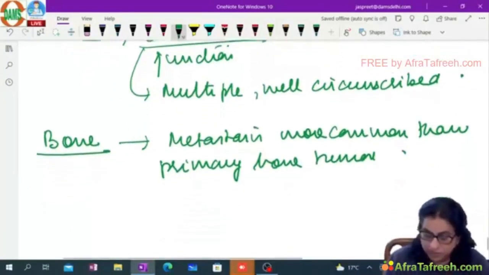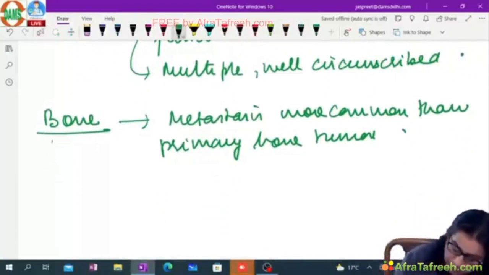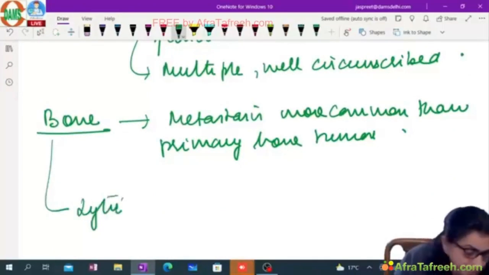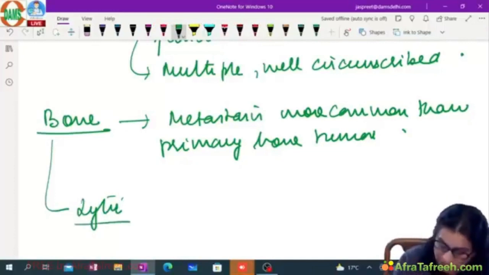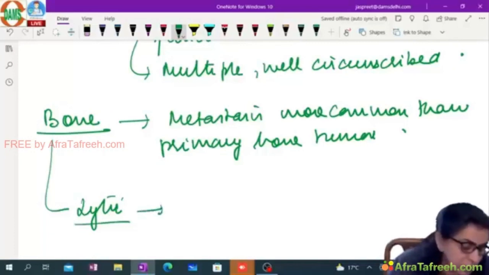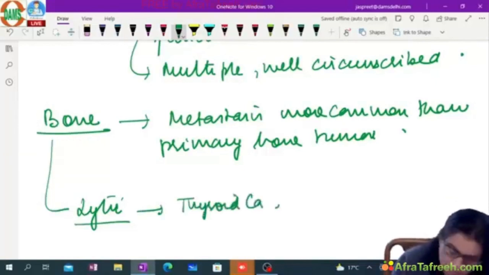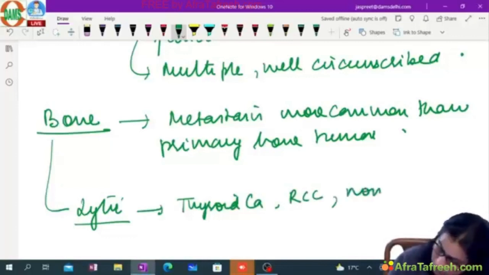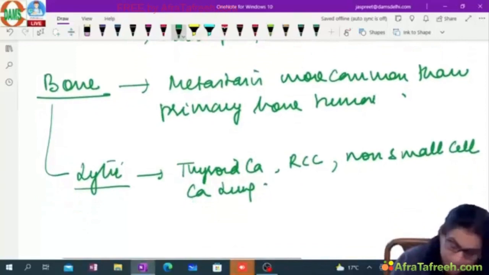Now, we divide metastasis in bone into three categories. Those that produce lytic lesions. Lytic means bone destructive. So metastatic deposits cause destruction of the bone. They are called lytic. So which are the tumors that produce lytic bone lesions? Thyroid cancer can produce lytic bone lesions. Kidney, renal cell carcinoma. And 3, non-small cell carcinoma lung. They produce lytic lesions in the bone, that is just bone destructive.